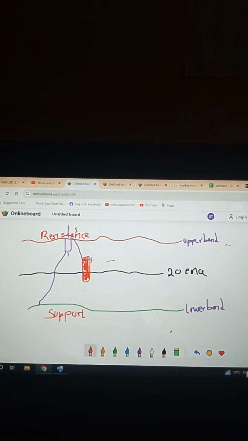So what is the first confirmation, guys? The first confirmation is to wait for the market to touch the upper band. That is our first confirmation. If the market does not touch the upper band, no trading. No trading that day. Just simple like that.